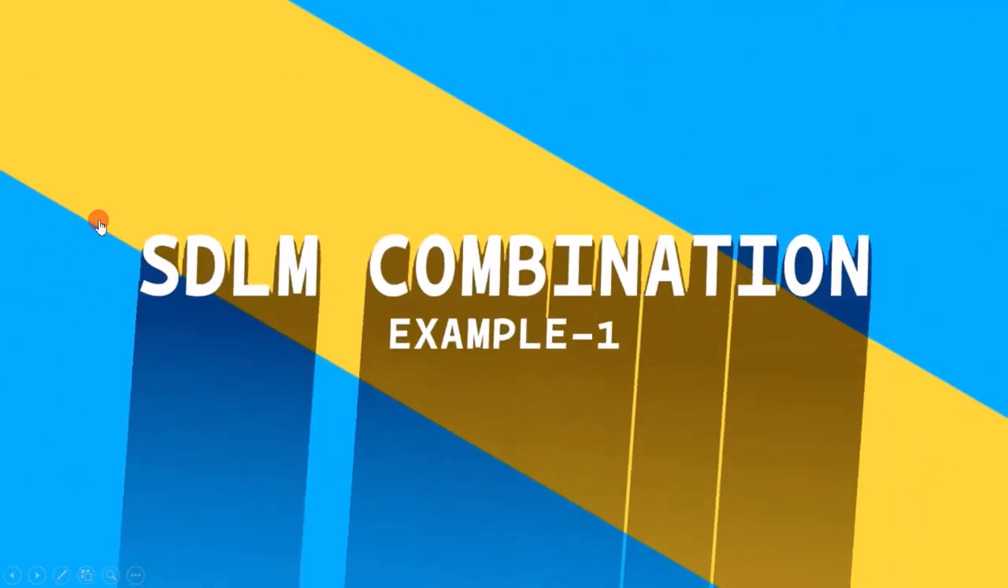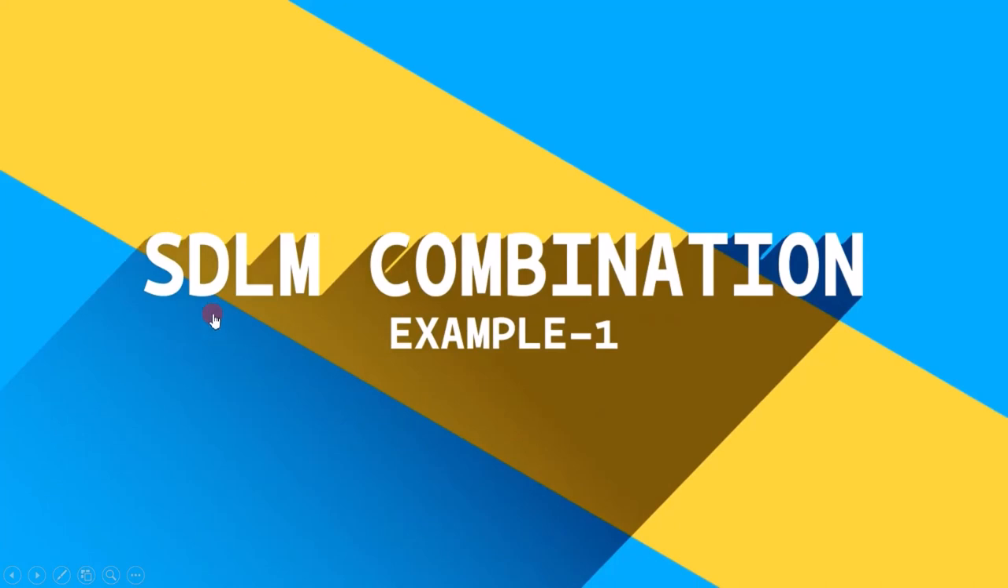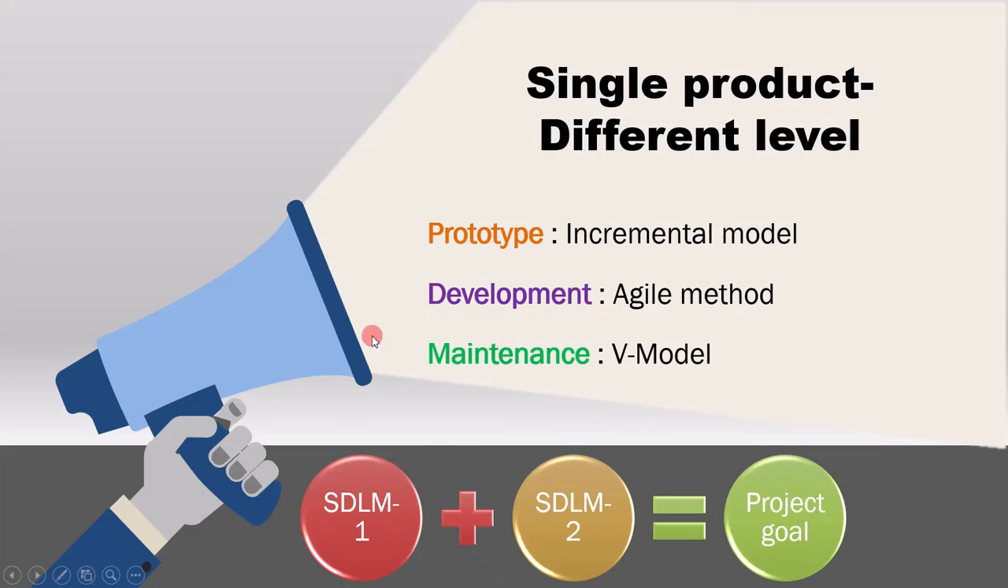Let's see the first example, where we take a look at how different models are combined. Here, we have two models of the software development lifecycle, Model 1 and Model 2. We are not combining test levels and activities here, but two software development models in order to achieve the project goal. Now, suppose the project is in the prototype state. Prototype means that it is in the initial or starting stage. For this, you can use the incremental model. Over time, you can develop small features little by little.